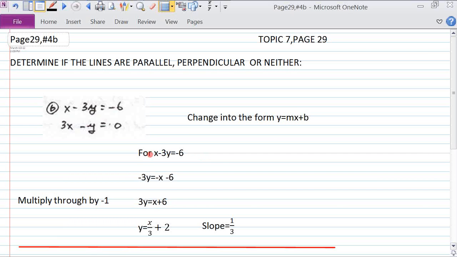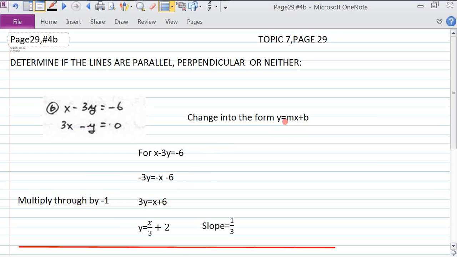So here I've got x minus 3y equals -6. I've kept the y on the left-hand side. I've transposed the x from the left side to the right side and changed the sign. So plus x here, minus x on the other side. Notice these are minus, minus, and minus. If I multiply through by -1, I get 3y equals x plus 6.